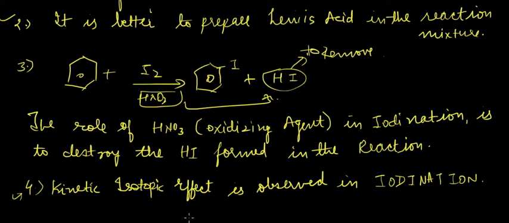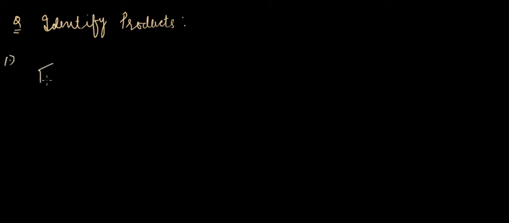Okay, so now let's discuss some questions. You have to identify the products, or specifically major products, from the following reactions. So first reaction is, we have something like this, and NH here, and we react it with Br2 in presence of Fe. So obviously this is anhydrous. Okay, Lewis acid will be FeBr3.